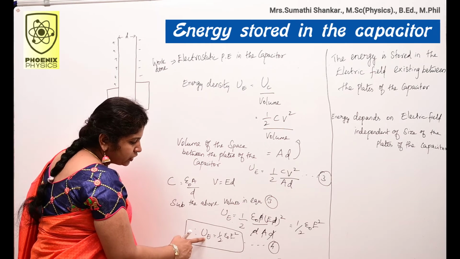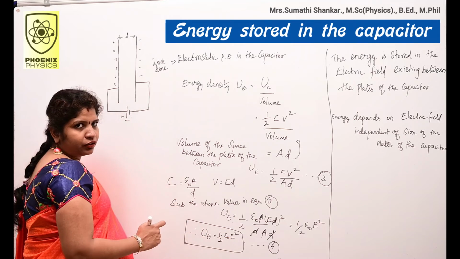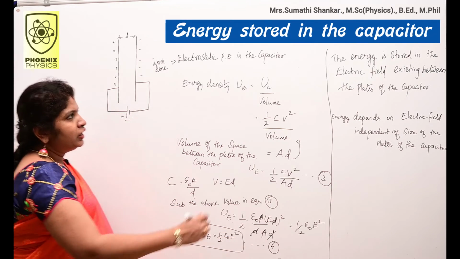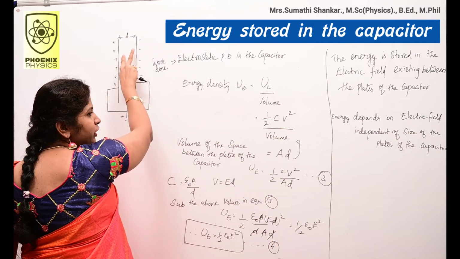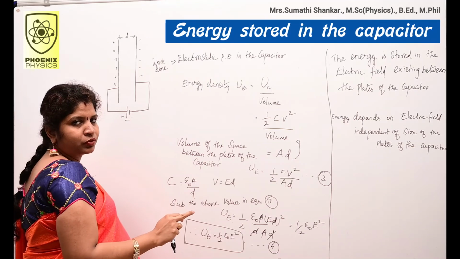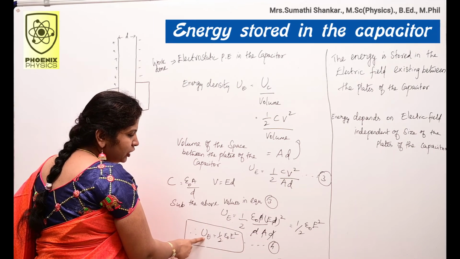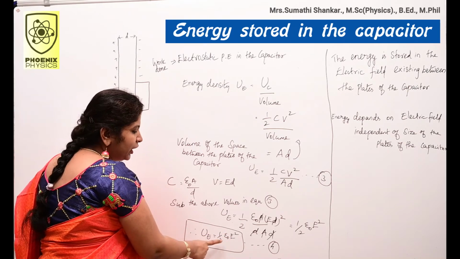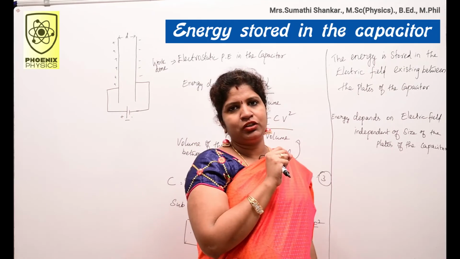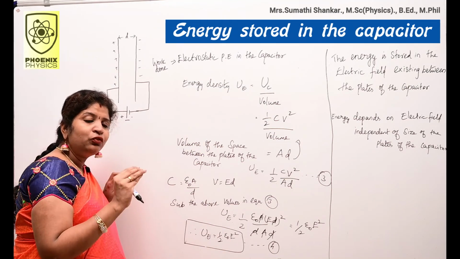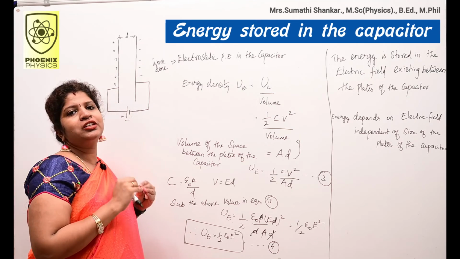Here this energy is directly proportional to the square of the electric field. So what is your conclusion? The energy is stored in the electric field existing between the plates of the capacitor. So what is your final conclusion? Here the energy depends on the electric field, independent of the size of the plates of the capacitor. This equation is valid for the electric field due to any type of charge configuration.